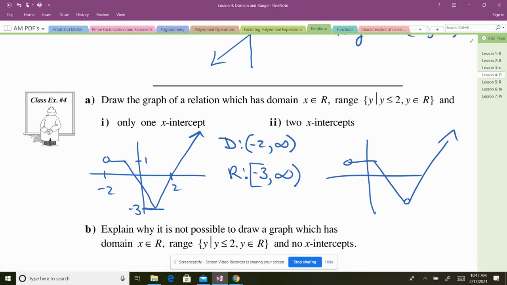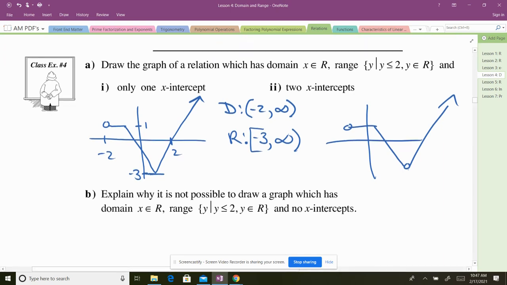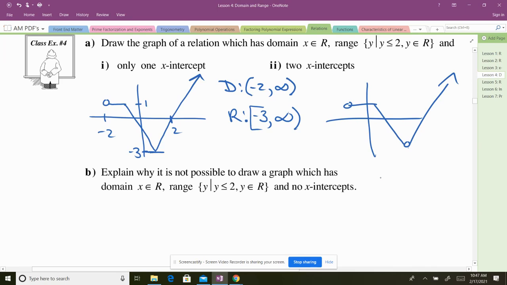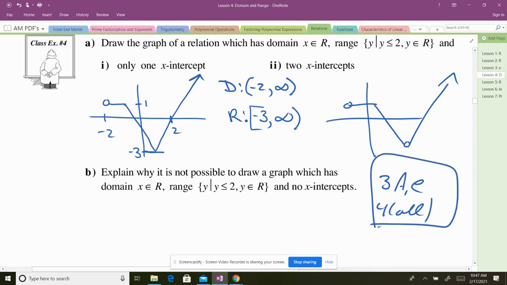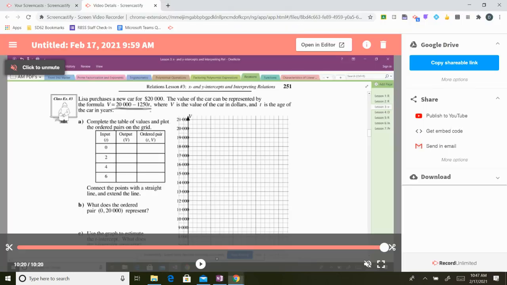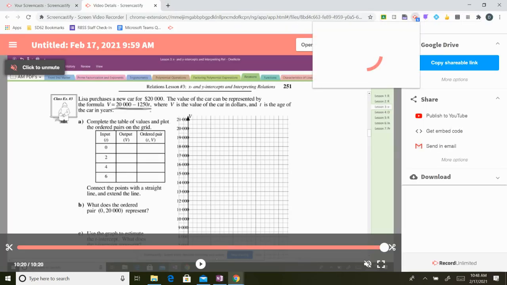All right. Debatable. Let's practice it first. 3A and E. 4, you got to do all of it. And then we'll deal with some stuff after. 3A and E. 4, we're doing all.